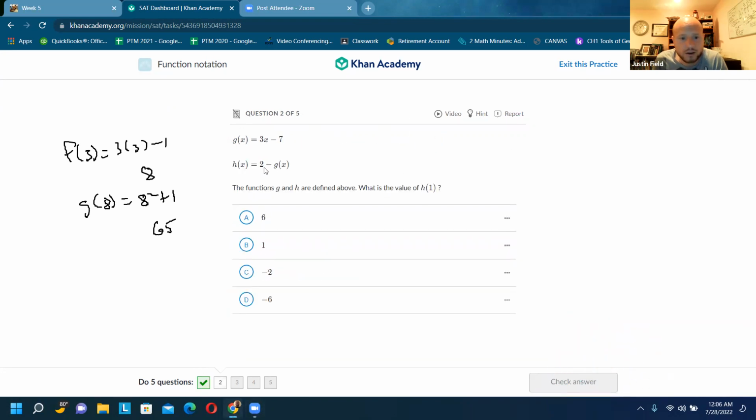What was h of 1? What is h of 1? 2. Okay. So we got to find h of x is defined to be 2 minus g of x. So I guess we got to find out what g of x is. And so that's going to be 3 minus 7 is negative 4. 2 minus negative 4, which is 6.